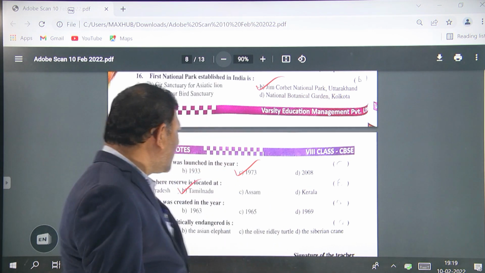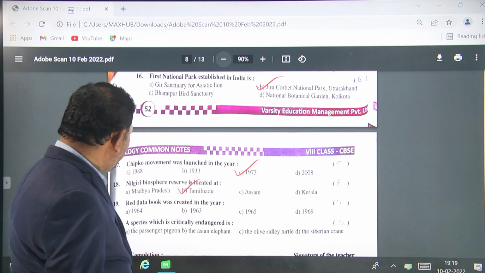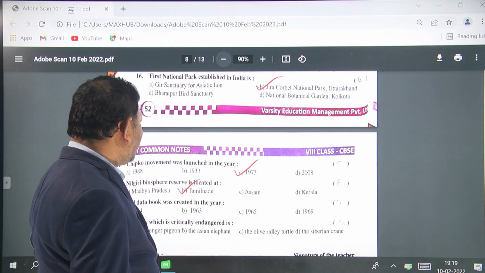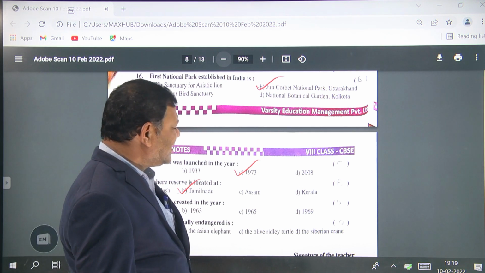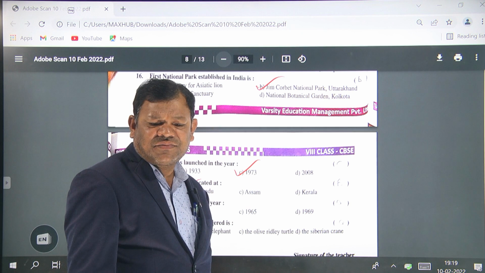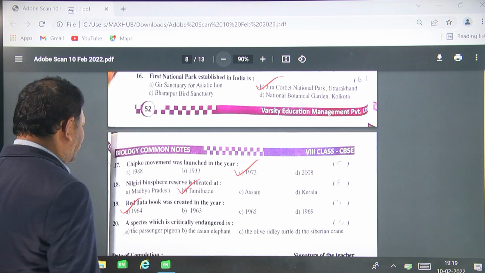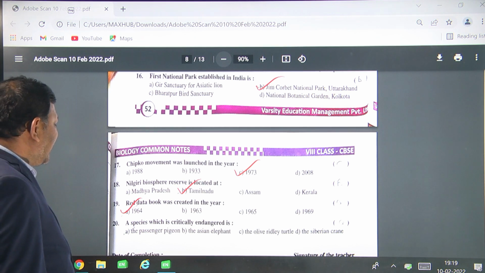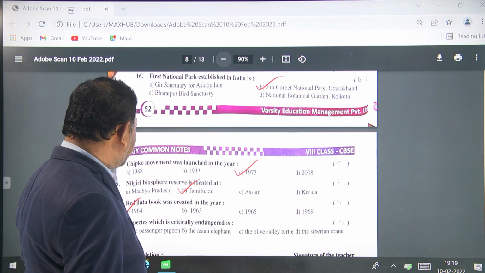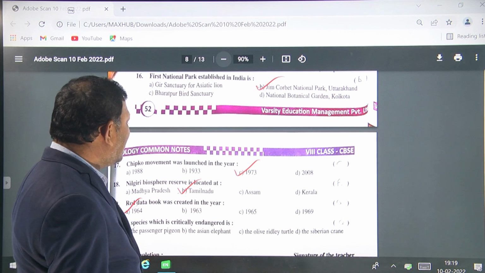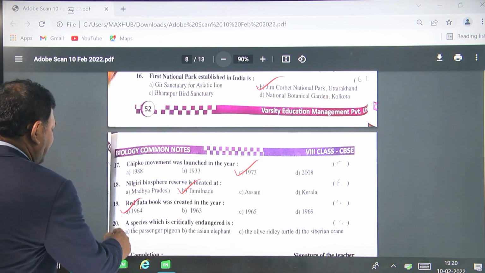Okay, very good. So Nilagiri Biosphere Reserve is located in Tamil Nadu. And Red Data Book was created in the year 1964, 1963, 1965, 1969. 1964. A species which is critically endangered is the passenger pigeon, the Asian elephant, the olive ridley turtle, the Siberian crane.